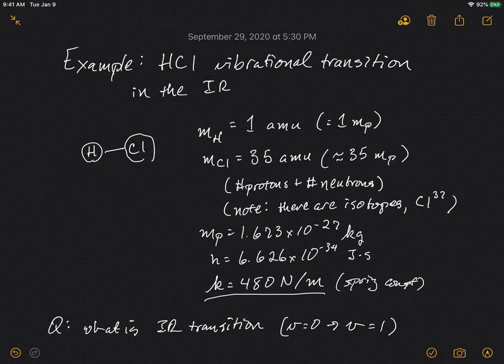And so our molecule here is HCl vapor, and the masses in this molecule are: mass of hydrogen is 1 atomic mass unit, mass of chlorine is 35 atomic mass units. Here we're using atomic mass units.